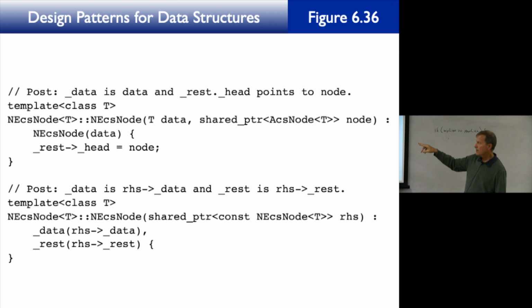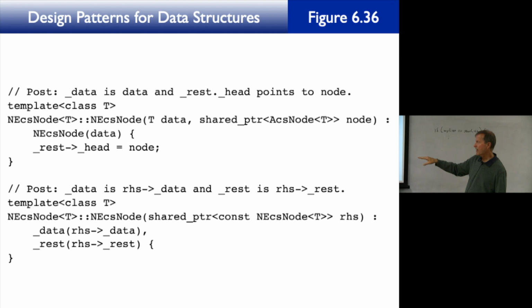All right, and so the post condition for this next constructor is what do we give it? We give it a data. We give it a data and a what? A pointer to a node. Are you with me? And so what it does is it sets its underscore data to the data that it's been given, and it sets its underscore rest dot underscore head to the node. And with this next one, what are we giving? Instead of giving it a data and a pointer to a node, what are we giving it?